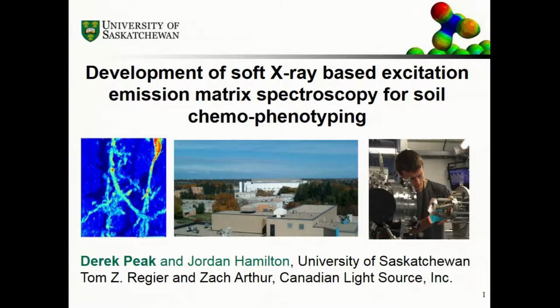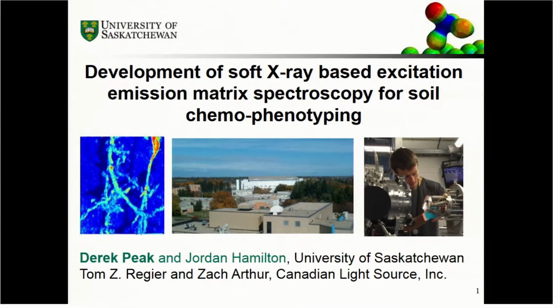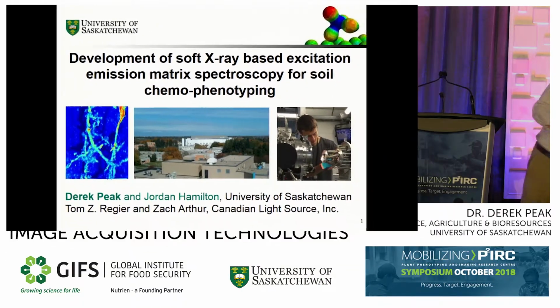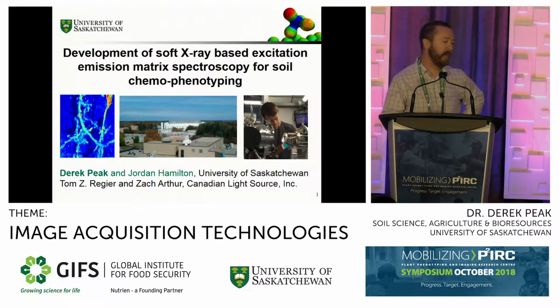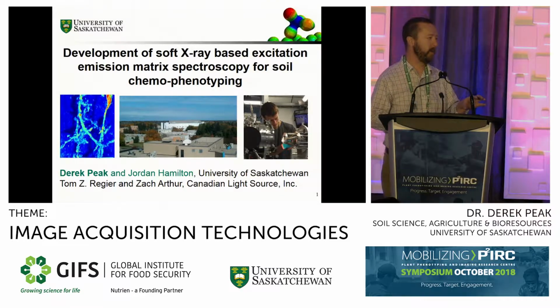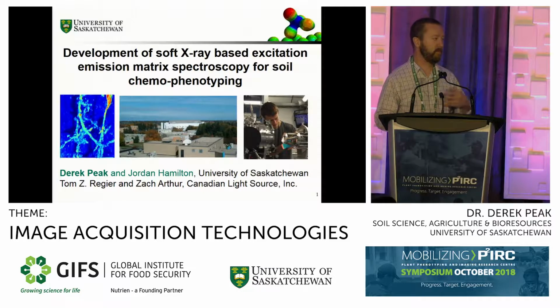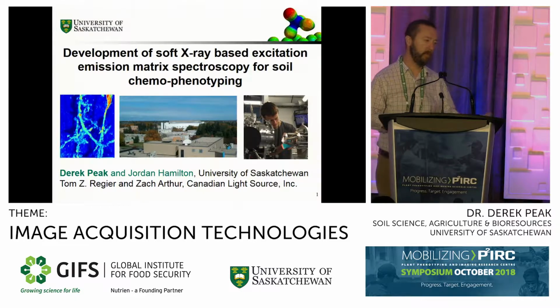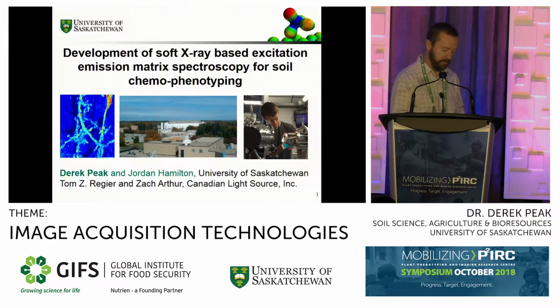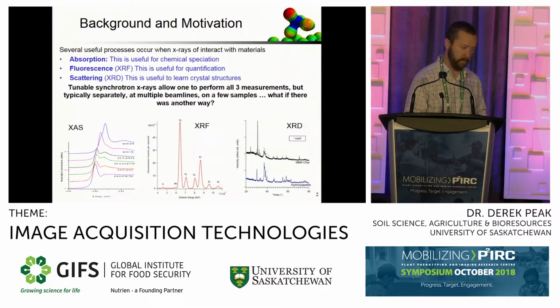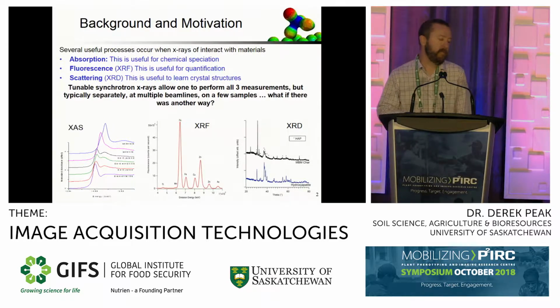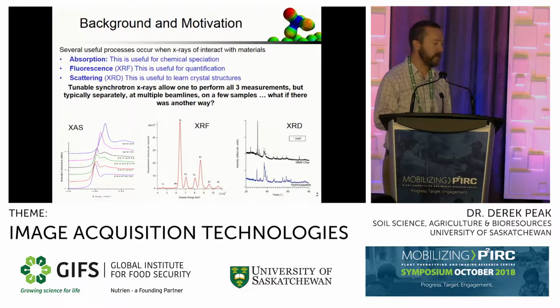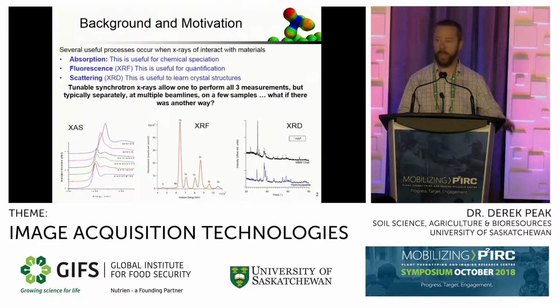And so what we've been trying to do is come up with a reasonably high throughput method to look at what the chemistry of soils is in systems where there's a variation in plant phenotypes, so that root, microbe, mineral system. And we've been using synchrotron X-rays because, well, I'm a synchrotron guy, first of all, but then the other thing is that they're very flexible, and there's a lot of processes, physically and chemically, that happen when you interact materials with X-rays.